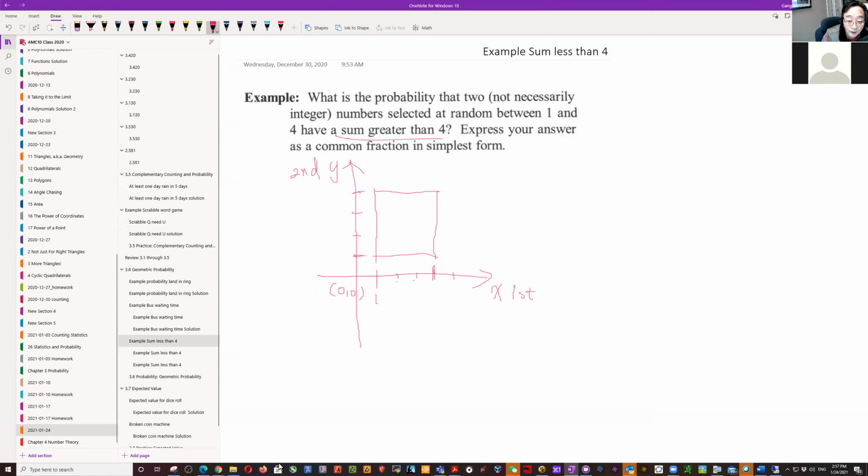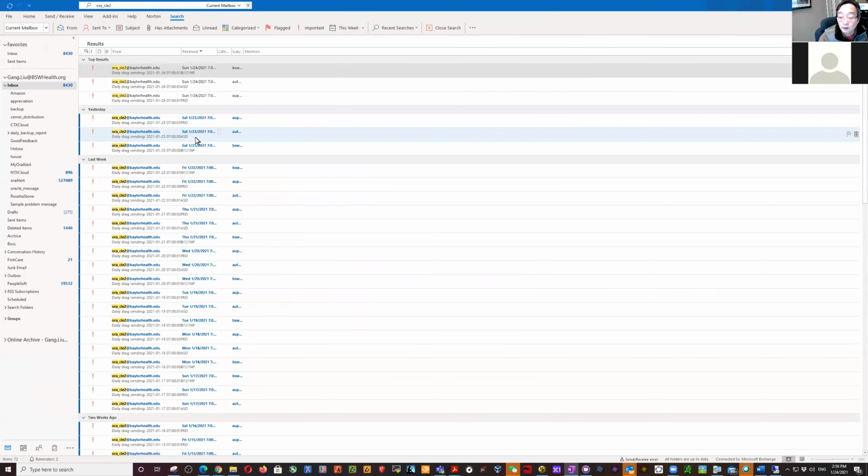And we have sum greater than 4. When you work on a geometry problem, it's better to treat it as a border problem first. Then, not sure what's messing up.